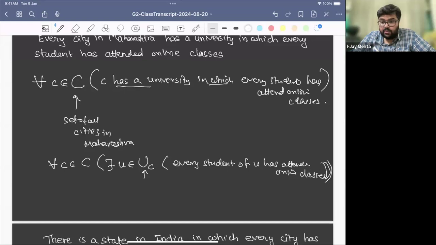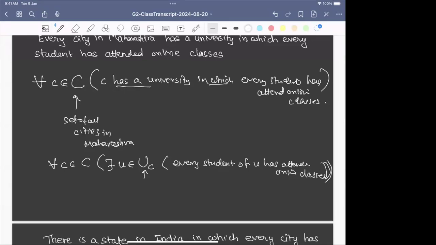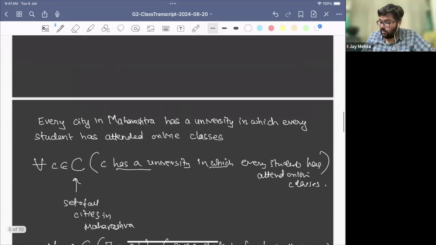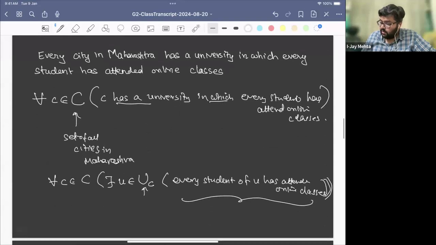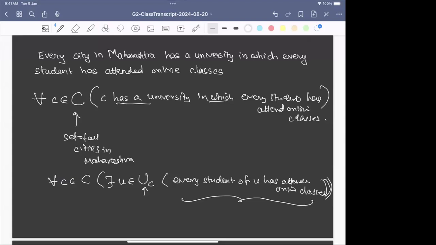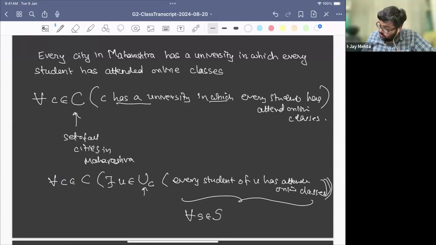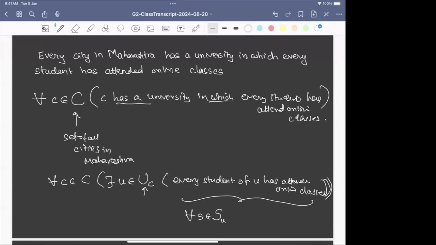Okay, room number 10, Rachna. The same as what we have done, right? Every student. How do we write this in terms of quantifier, Rachna? For all S belongs to capital S suffix U. Yes, student in that university.